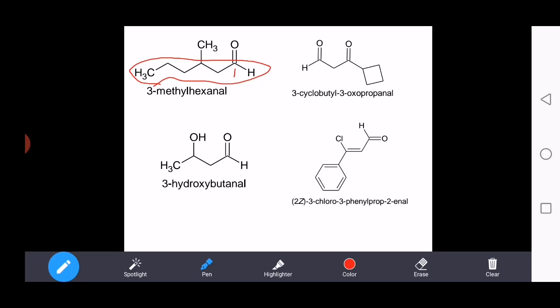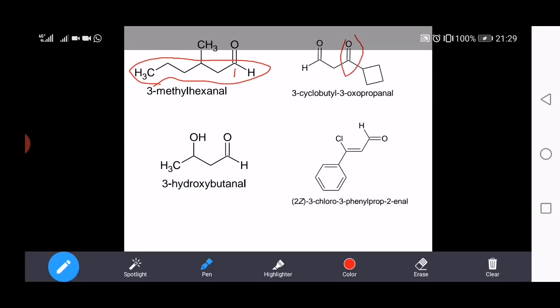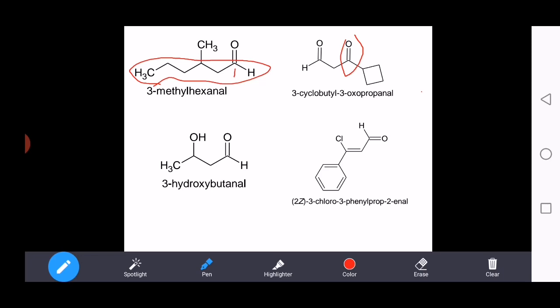Okay, and then for this part, 3-cyclobutyl-3-oxopropanal. Okay, so look here. This one involves three functional groups. It has alkane, ketone and aldehyde. So remember, aldehyde is always at the end; the C double bond O is attached to hydrogen. But ketone is flanked by two carbons, left and right. So this part here is the ketone. This part is alkane and this part is aldehyde.